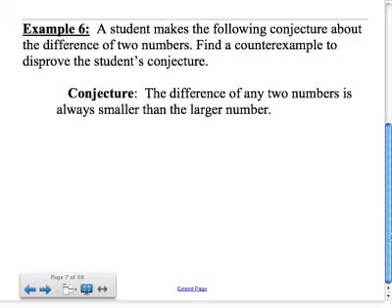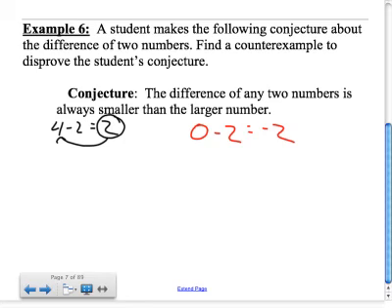So example 6 says, a student makes the following conjecture about the difference of two numbers. Find a counterexample to disprove the student's conjecture. So again, I'm looking for one specific case. It says the difference of any two numbers is always smaller than the larger number. Well, if my numbers are positive, 4 minus 2 equals 2, this number is smaller than 4. However, if I dive into negative numbers, or even use 0, if I go 0 minus 2, that's -2. I suppose that's still smaller than the bigger number, right? That's still smaller than 2.